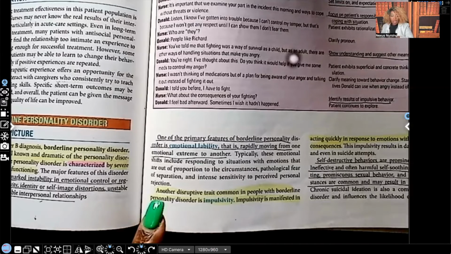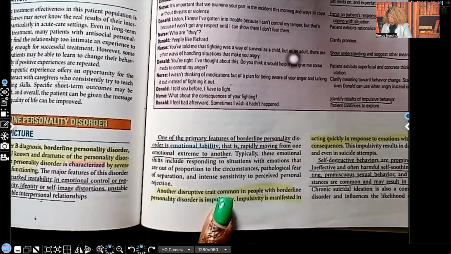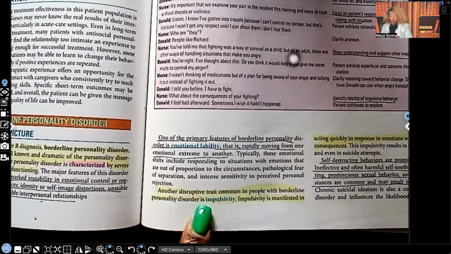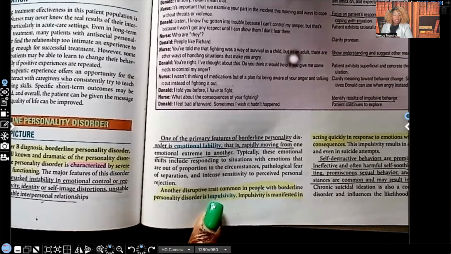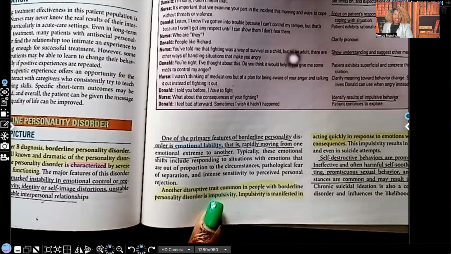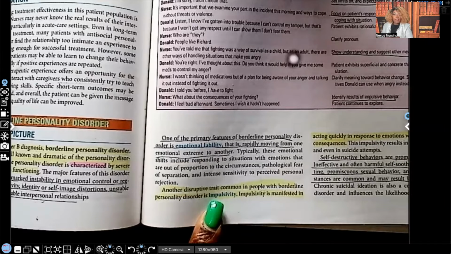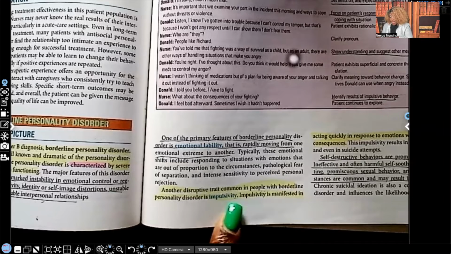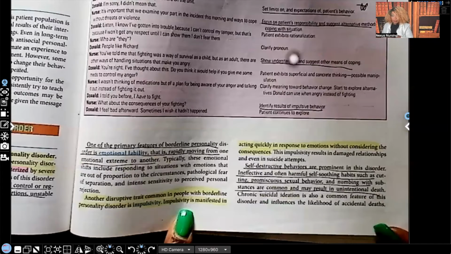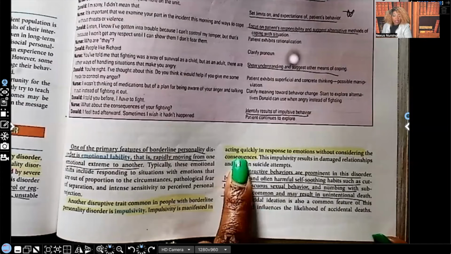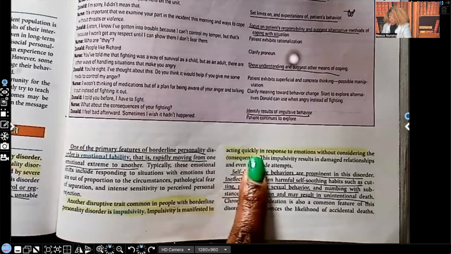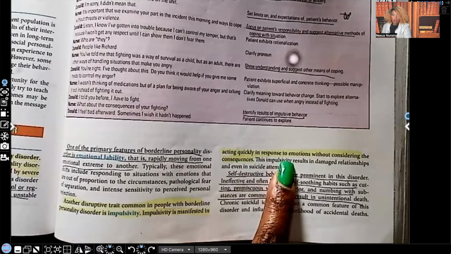Okay. Another disruptive common trait in people with borderline personality disorder is impulsivity. They don't think before they act. The minute they feel something, they don't have any control over it. They act on it. Impulsivity is manifested in acting quickly in response to emotions without considering the consequences.